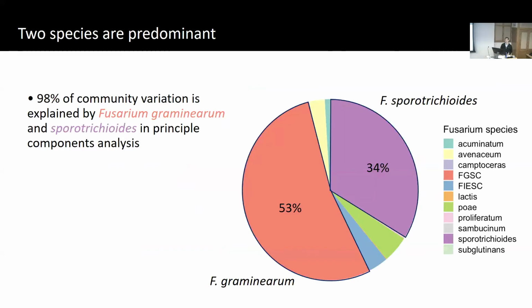We wanted to see what was actually different between these communities, so we ran a principal components analysis on our species abundance data, and it turned out that 98% of community variation could be explained by just two species, graminearum and sporotrichioides. And this is not too surprising because if you just look at the raw frequency of all 11 species isolated, shown here in the pie chart, these two are clearly the dominant members.